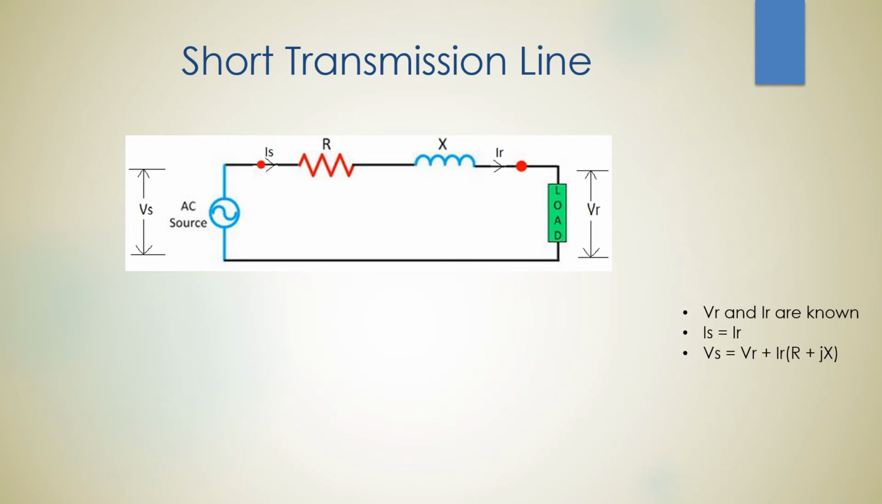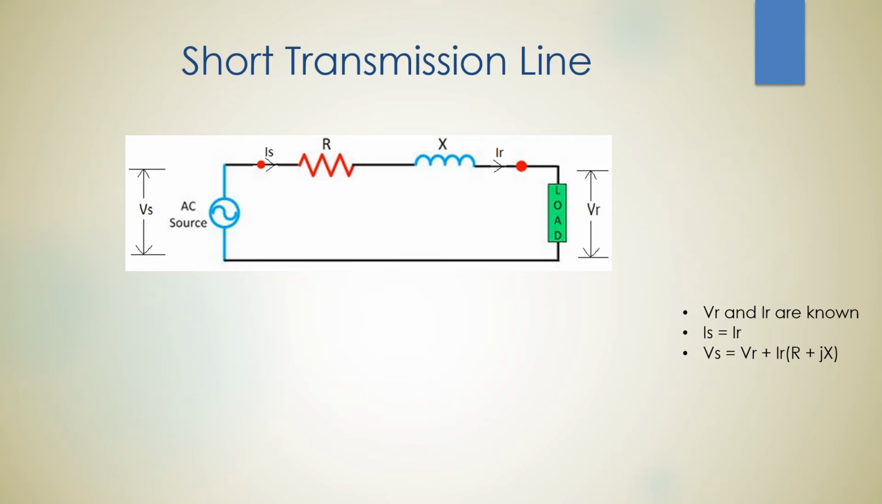If the load is connected, we know how much load is connected. That's why we can say that VR and IR are the known quantities. Because VR, we know how much voltage is available at the receiving end when we put the load in the circuit, and then IR, how much current it is drawing from the circuit. That's why IR is also a known quantity.